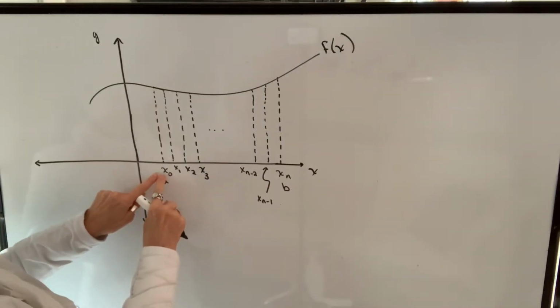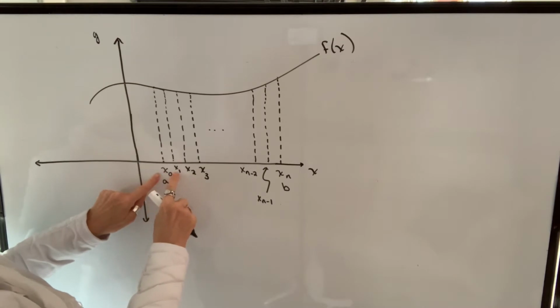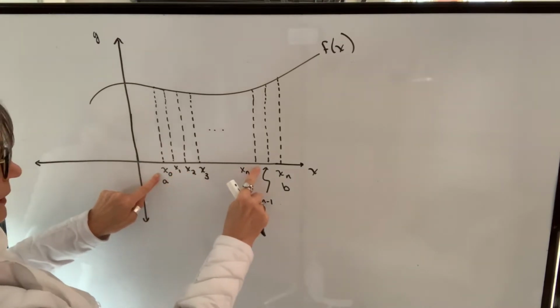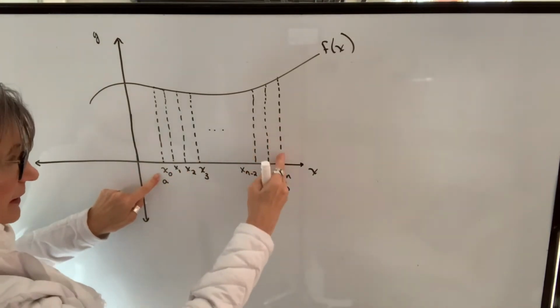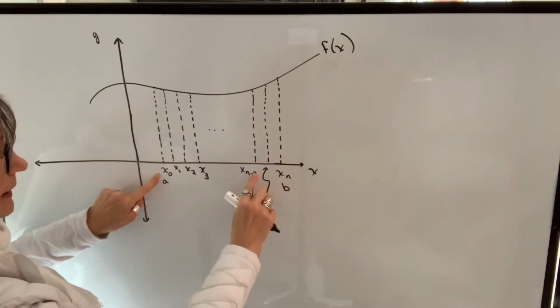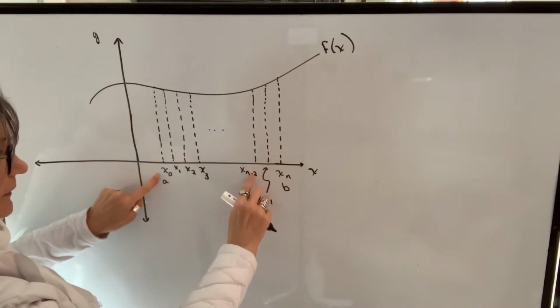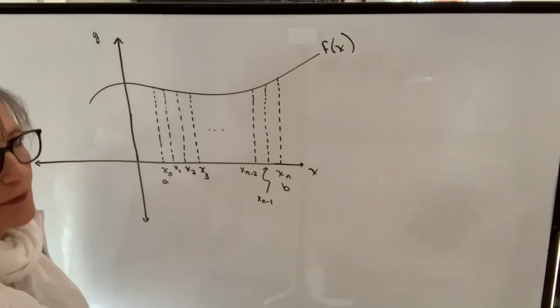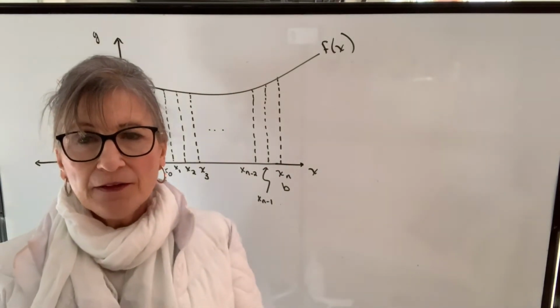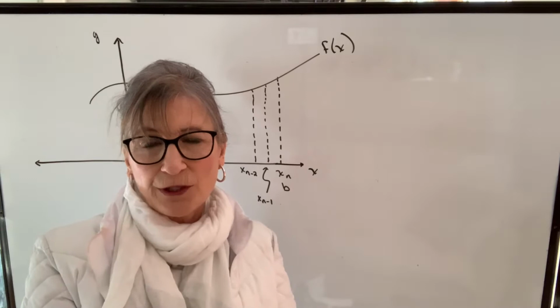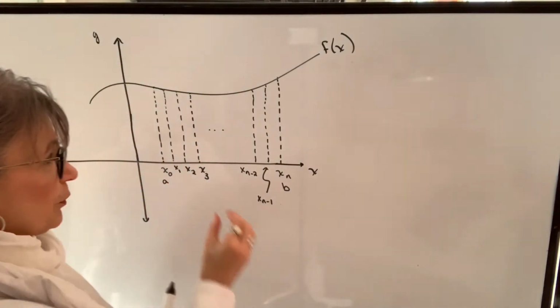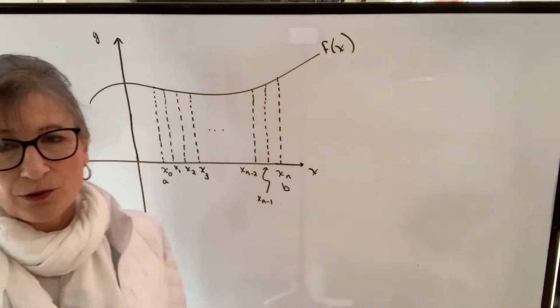So I'm going to label this x value x0, this will be x1, x2, x3, and so on, up until the last x value will be x sub n. Therefore, this will be x sub n minus 1, and this will be x sub n minus 2. And I can find the area of each individual trapezoid and add them all together. So I'm going to have n trapezoids.